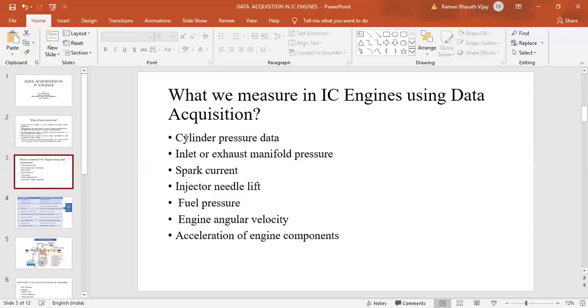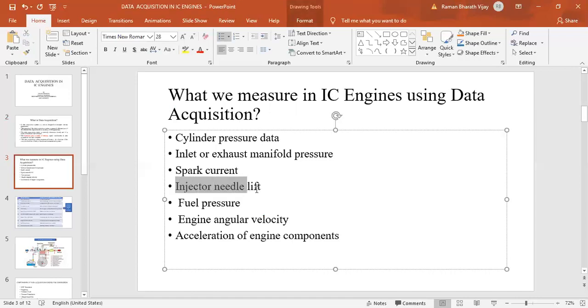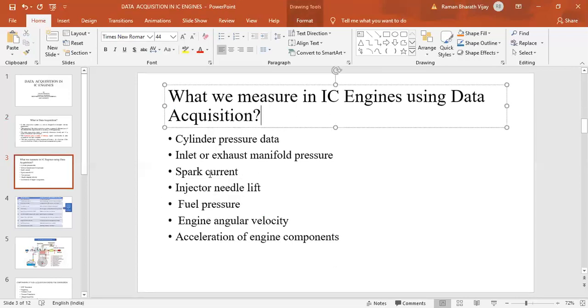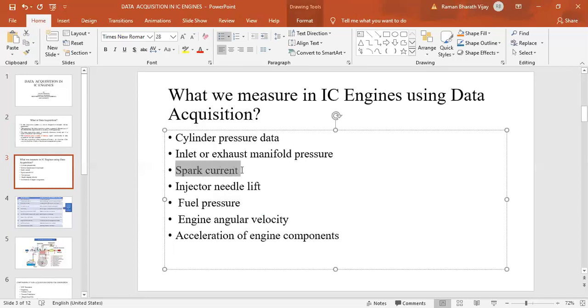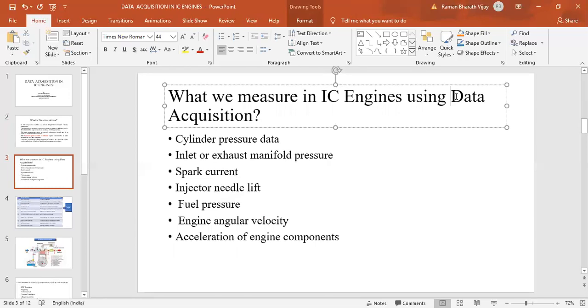There are certain points here. In an engine you will have a spark, so to measure the spark current you can use data acquisition. In an engine you have an injector, and in the injector you have a needle. How far this needle is lifted can also be measured. So for spark current measurement and injector needle lift, you can use data acquisition.